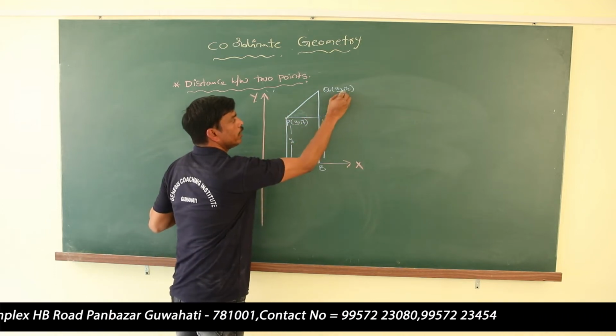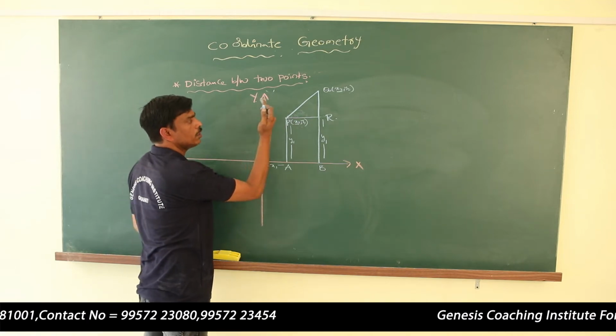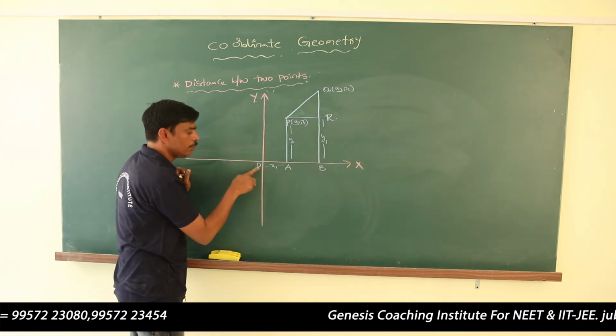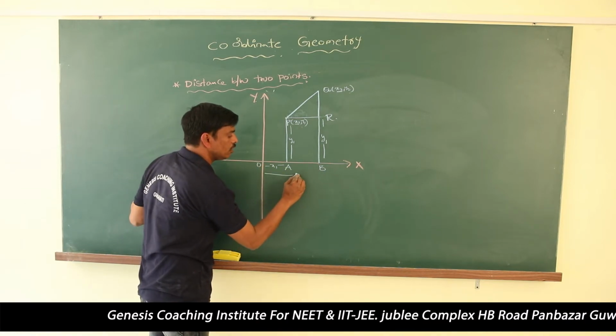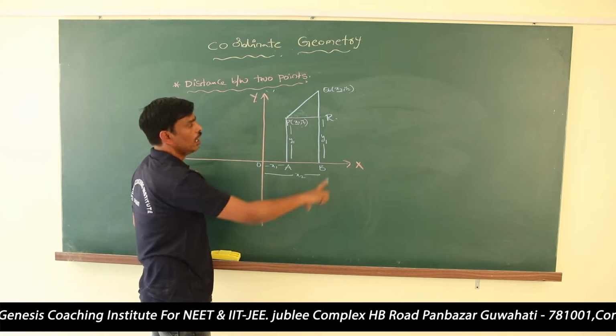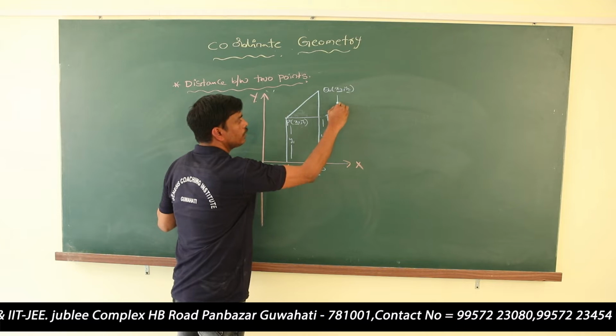Next, Q is x2 comma y2. What is x2? x2 means the distance from the y-axis. That means from the origin, OB distance is equal to x2. And QB is equal to y2.